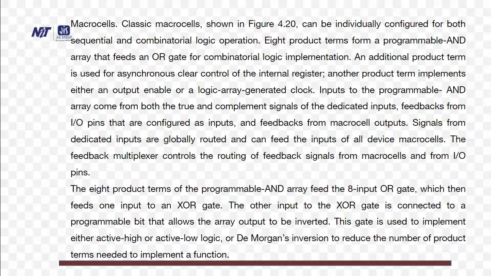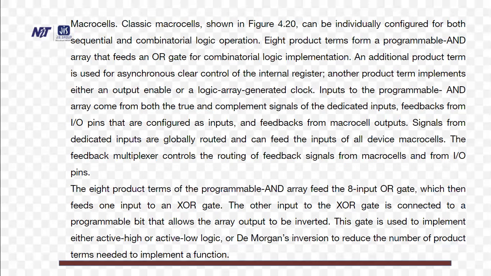Inputs to the programmable AND array come from both the true and complement signals of the dedicated inputs, feedbacks from the I/O pins that are configured as an input, and feedbacks from the macro cell outputs. Signals from dedicated inputs are globally routed and can feed the inputs of all device macro cells. The feedback multiplexer controls the routing of feedback signals from macro cells and from I/O pins.